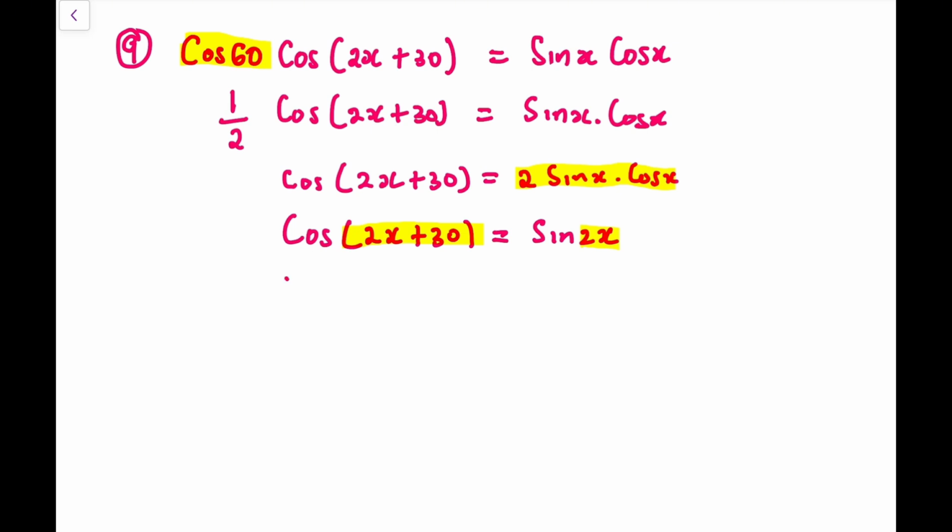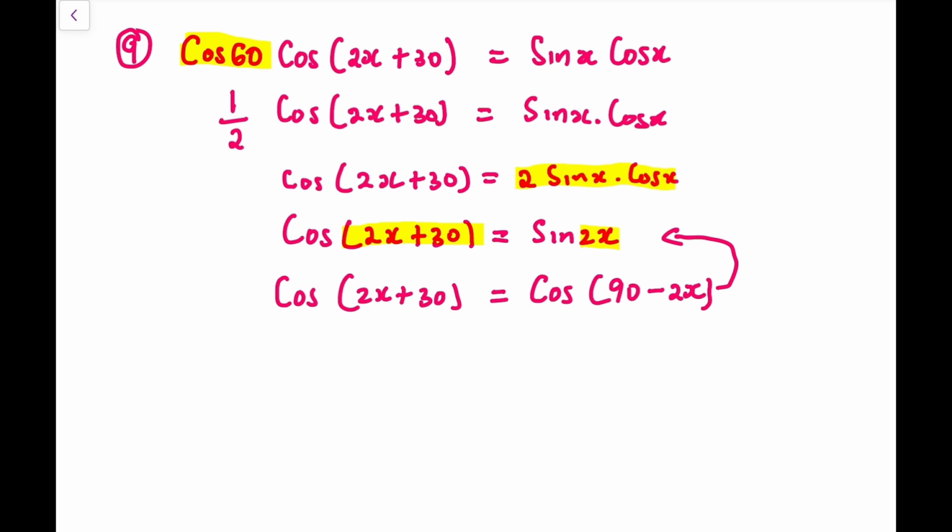So we can write this as cos 2x plus 30 is equal to, and then we change these two cos. We can change these two cos by using cofunctions. So it can be written as cos 90 minus 2x. 90 minus 2x is in the first quadrant. In the first quadrant, cos is positive, but because there is 90, it will always go back to sine 2x. So sine 2x is the same as cos 90 minus 2x. So now we have cos on both sides.